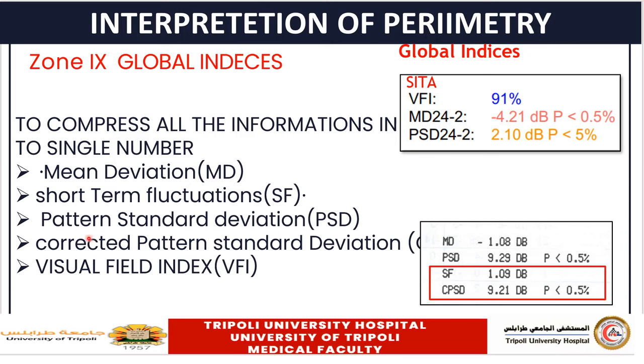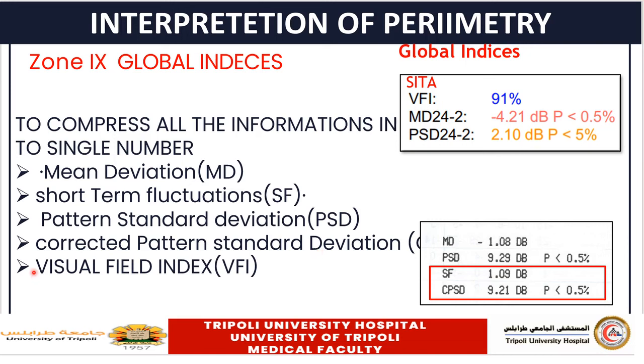Pattern standard deviation refers to the local depression in the retinal sensitivity or the visual field sensitivity, and it represents the contour of the hill of vision. So the mean deviation represents the height, and the pattern standard deviation represents the contour of the hill of vision. Corrected pattern standard deviation is what we receive after removing the short-term fluctuation from the pattern standard deviation, and it also reflects the local defect in the hill of vision.